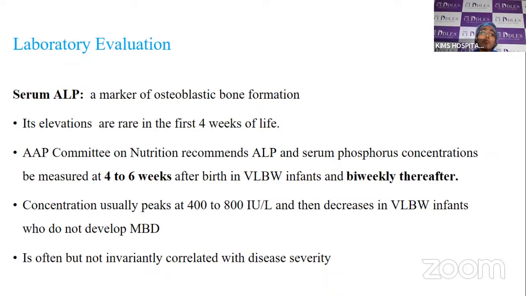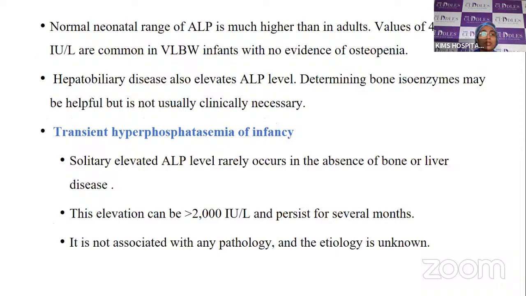Normally also, but from 4 to 6 weeks of age. So the AAP Committee on Nutrition recommends that ALP and serum phosphate concentration be measured at 4 to 6 weeks after birth in VLBW infants and biweekly thereafter. The concentration usually peaks at 400 to 800 IU and then decreases in VLBW babies who don't have any features of metabolic bone disease, and it often but not invariably correlates with disease severity.